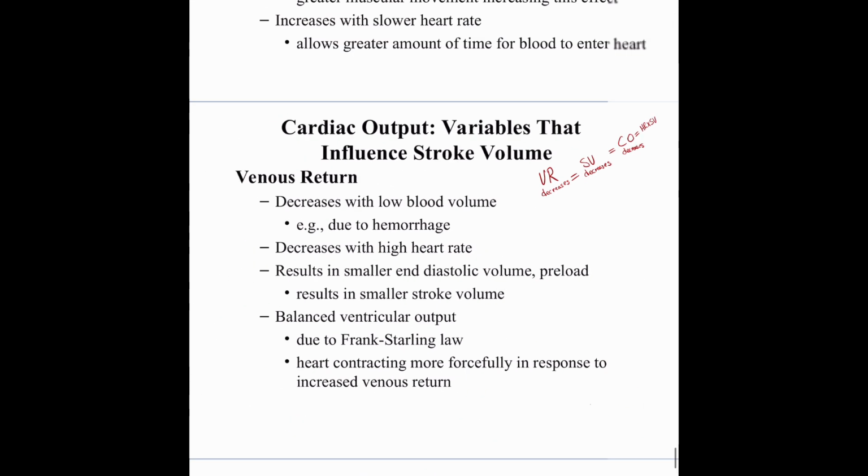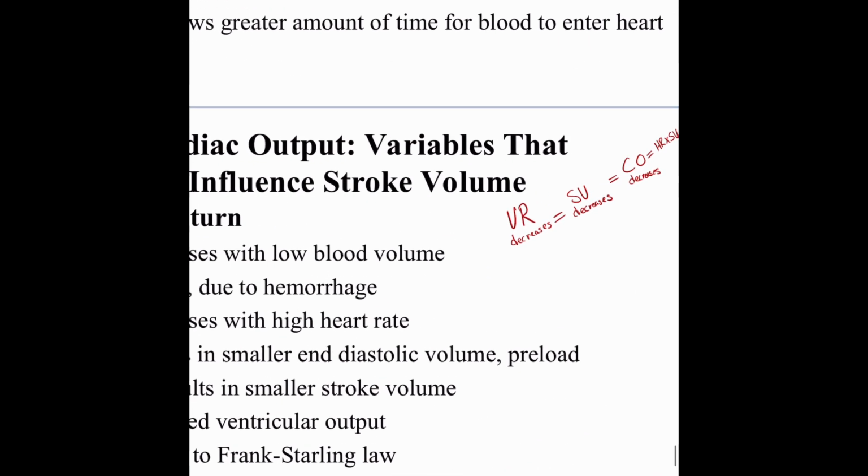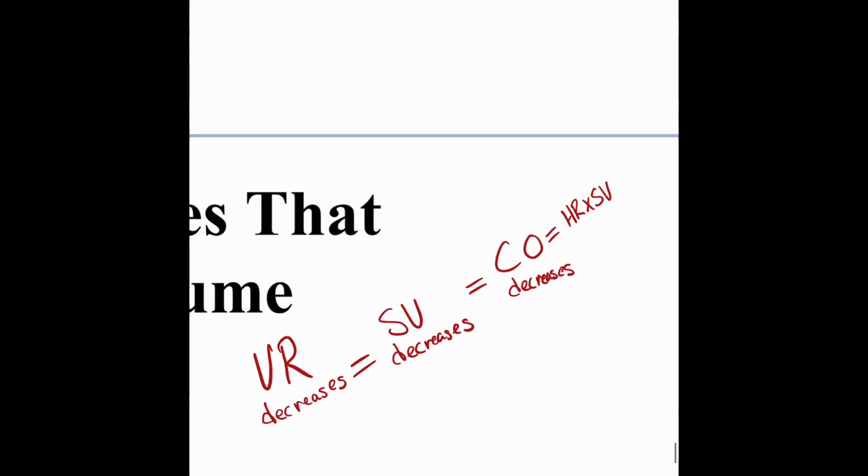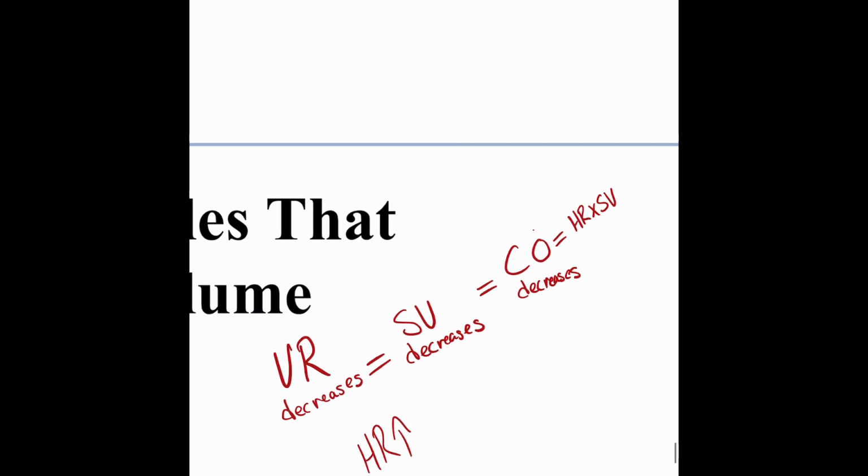So venous return will count as VR. If your venous return decreases, that means that your stroke volume decreases. And if your stroke volume decreases, that means your cardiac output decreases. And the reason your cardiac output decreases is because your cardiac output is equal to your heart rate times your SV.